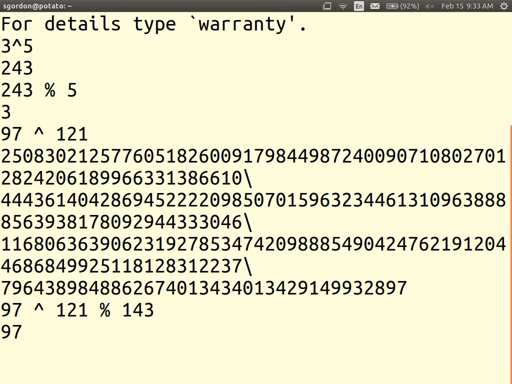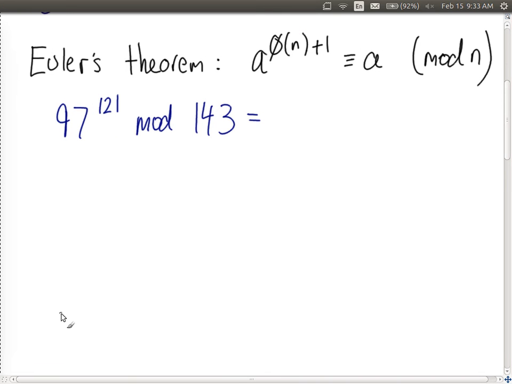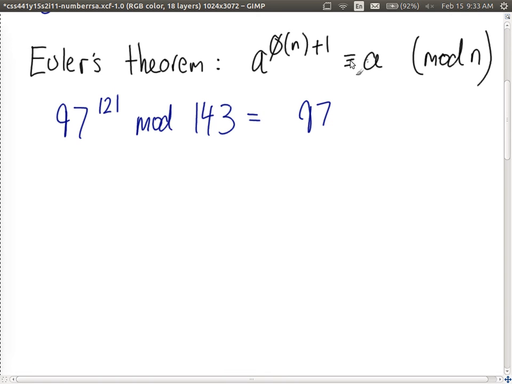97. Why is that? So that's the answer. Why do we know that without having to calculate the power? Well, let's check and see whether this matches Euler's theorem. So if we do the manual way, we can do it and we find it's 97. But why is that? Well, Euler's theorem, some integer to the power of the totient of n plus 1, if we mod by n, we should get that integer a back.